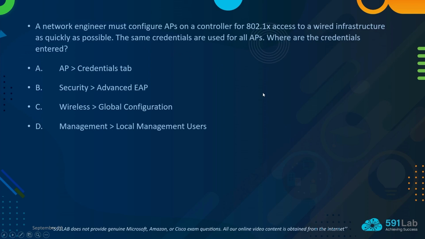and we do not want to enter each AP to do it. So if we look into this option here, AP credentials tab, this can work, but we need to go into each AP and enter the same credentials. So it's going to be really tiring and a waste of time. So this is not an option. The second option is security, advanced, EAP. This option is for clients and not for the access points. So definitely it's not going to be that. The last one here is management, local management users. As it says, management users, this will check the security of the management users and not the access points. So definitely we're not going to need the management tab here.